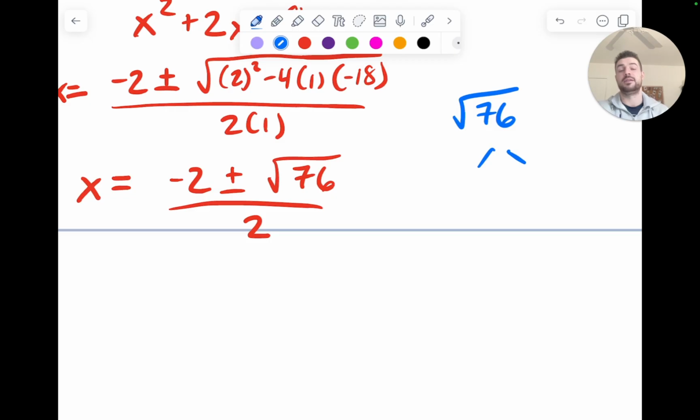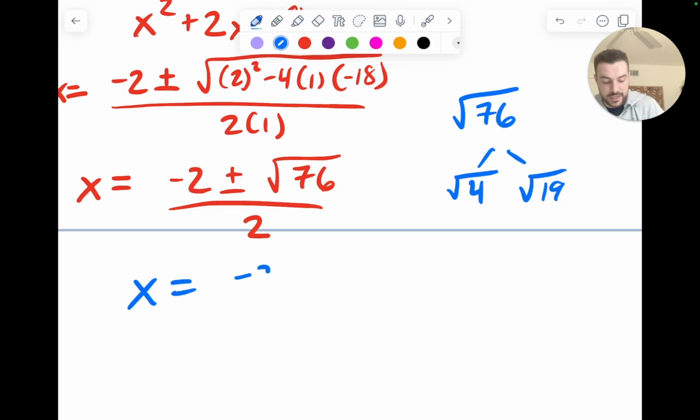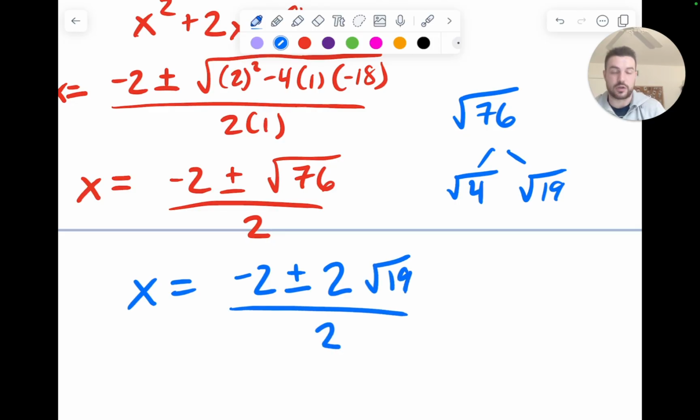Again, the largest perfect square that multiplies into 76, which is just a coincidence because it's the same as our last one, is 4. So the square root of 76 can be simplified to the square root of 4 times the square root of 19. We get x equals -2 plus or minus the square root of 4, which is 2, times the square root of 19 all over 2.